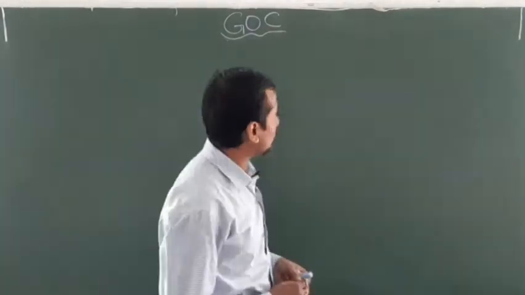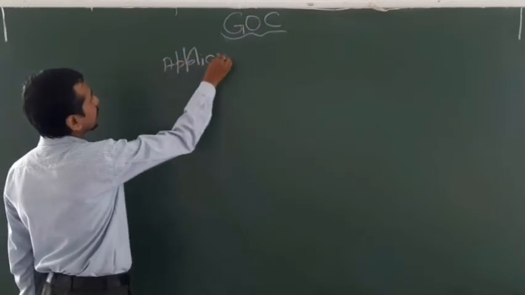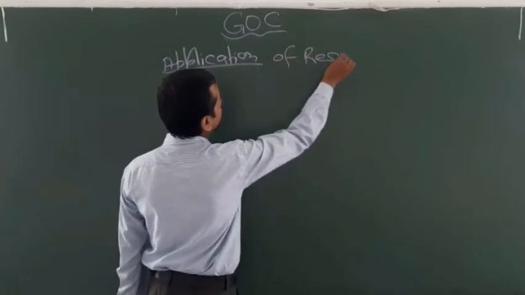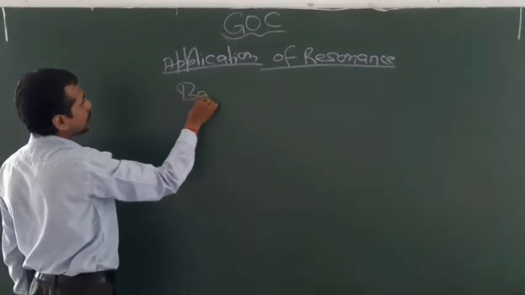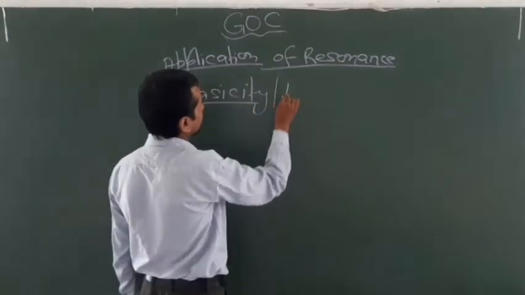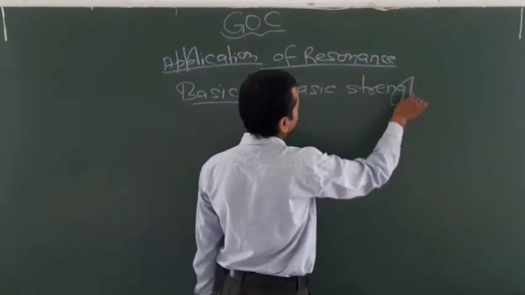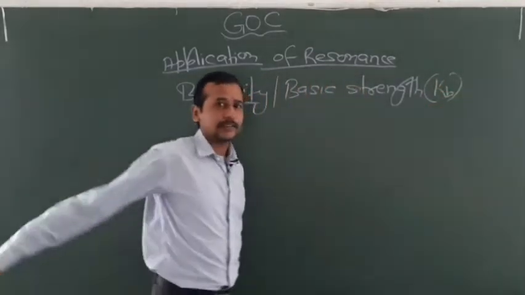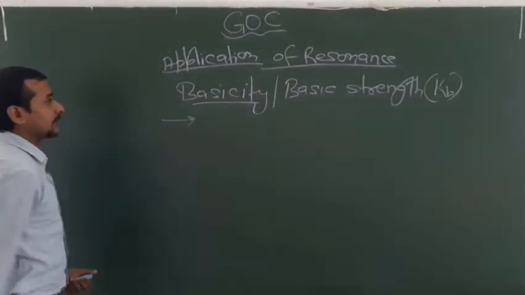Now dear students, today I will focus on the next application of resonance. In this application I will tell you about basicity, or you can say basic strength. This is written in terms of Kb, that is the base dissociation constant. So how can you define basicity?